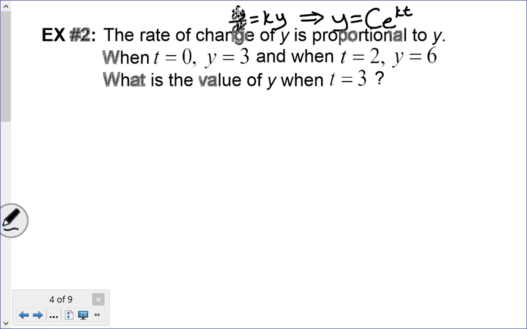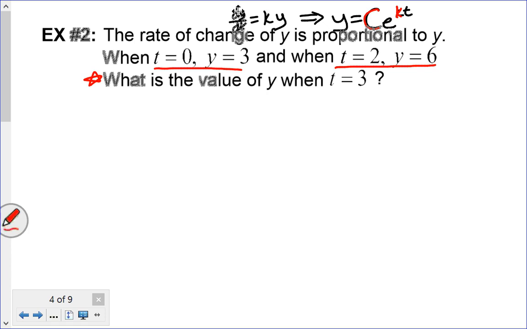So they've given us some conditions there, because what are the things that we don't know in this solution? Well, we don't know what c is, and we don't know what k is. They've given us two different sets of conditions, and that will allow us to find the two things that are unknown. After we find c and k, we'll write our model down, and then we'll use that to answer this question. So they have to give us initial conditions to solve that.